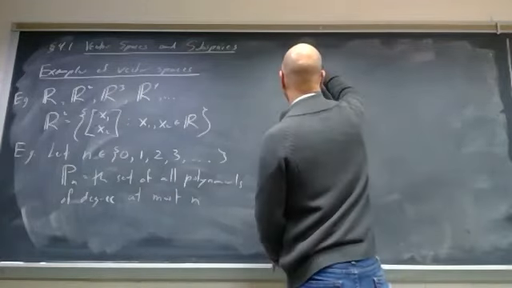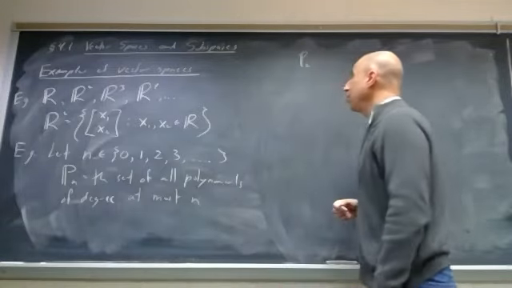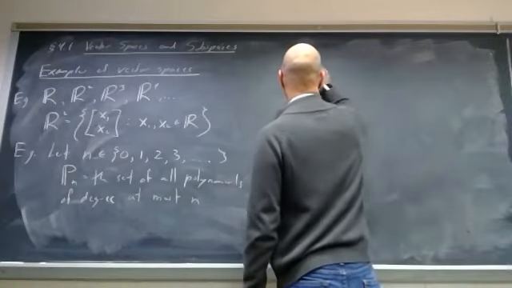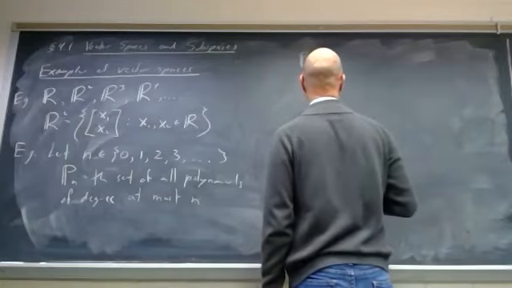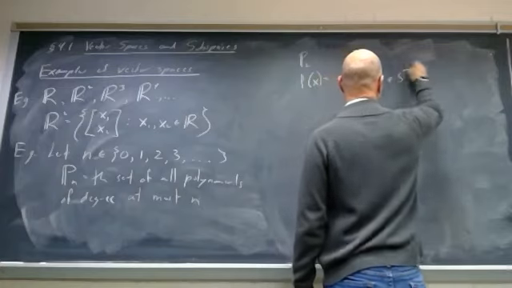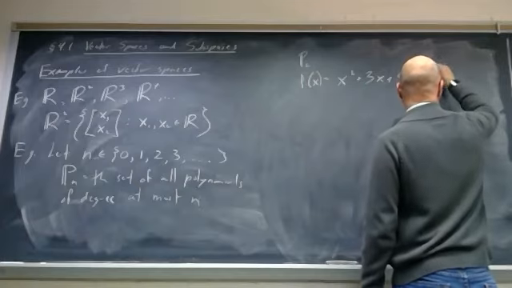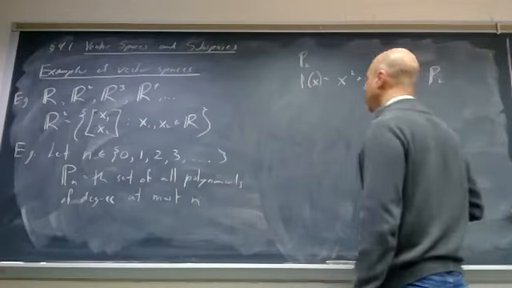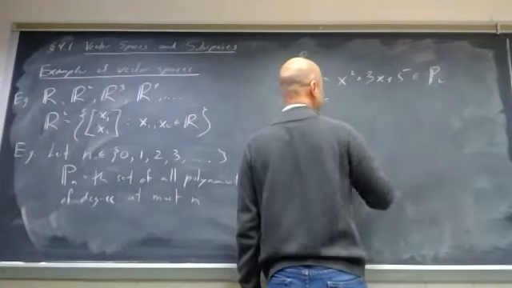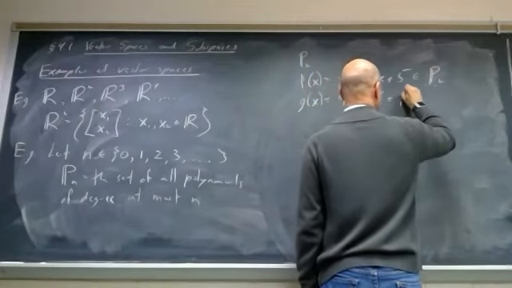So, for example, P2 is all polynomials of degree at most 2. So, you know, f of x equals x squared plus 3x plus 5 is in P2. And g of x equals, let's say, 4x minus 8 is also in P2.